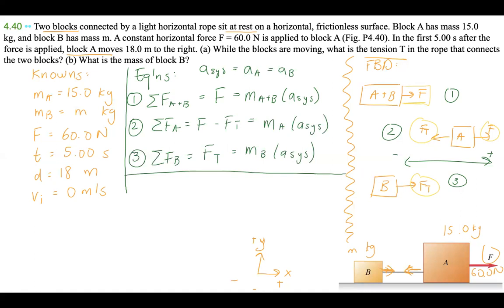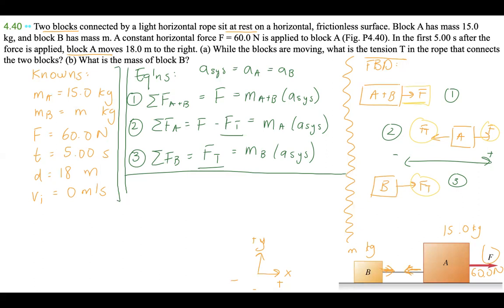Now, what do we really want from this question? Let's go back to the problem. A, while the blocks are moving, what is the tension in the rope that connects the 2 blocks? So we're looking for tension. We have 2 equations that can give us that, but we want to use the one where we already have information in our knowns, or else what's the point? If we have 2 unknowns and 1 known, there's not much we can do. But if we have all knowns and 1 unknown, then we can solve for the unknown.